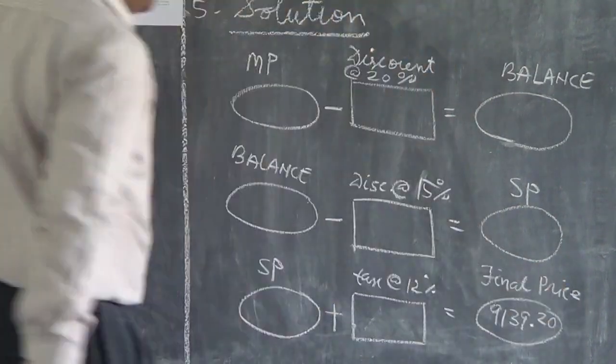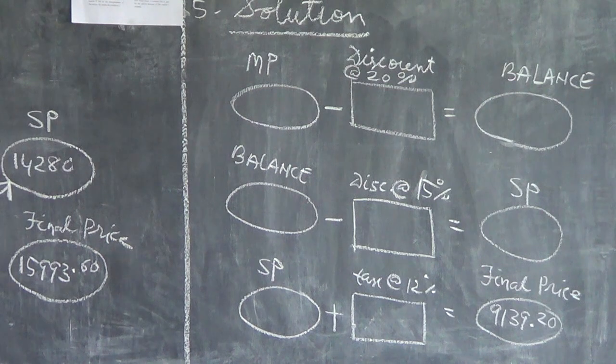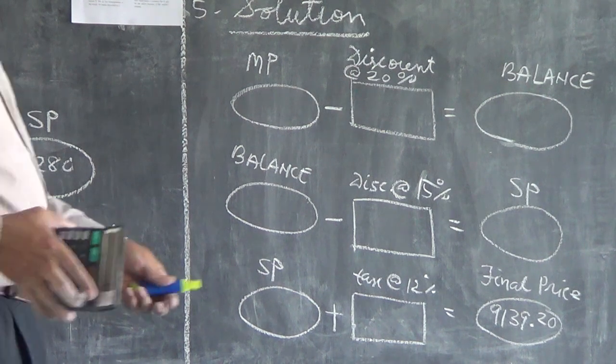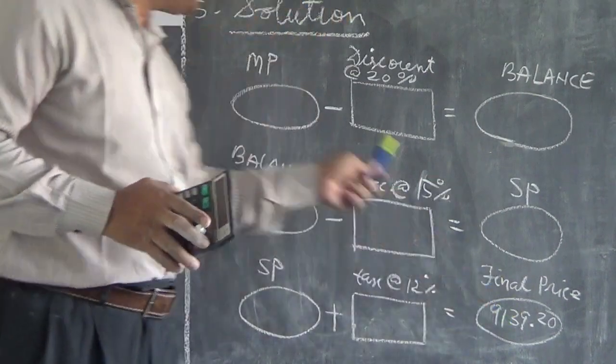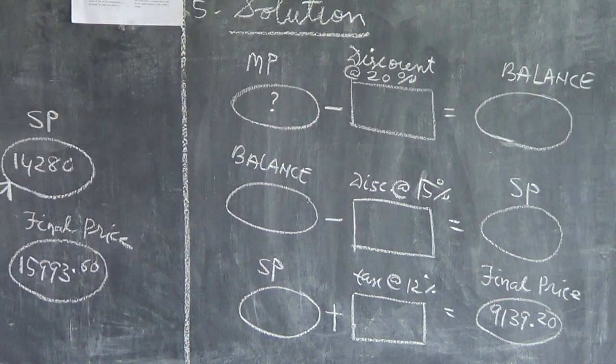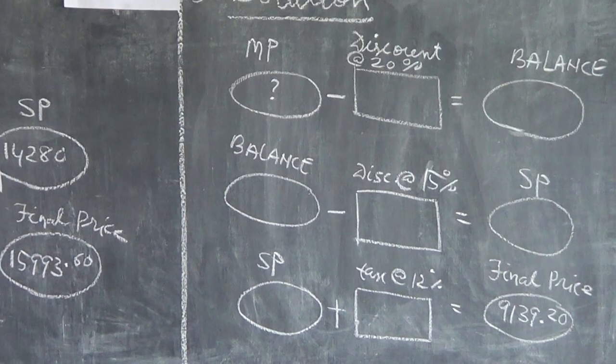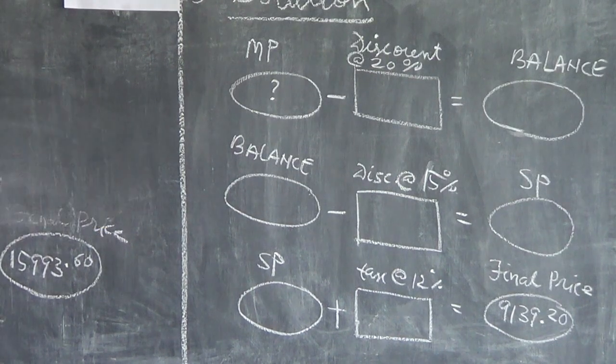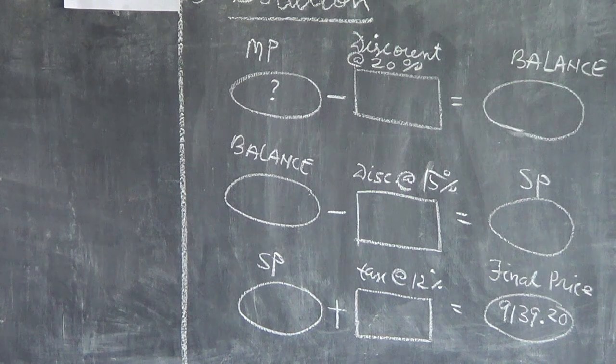9139.20. So we have to find here the mark price, the printed price. This information is given and it is asking us to find this information, children. So we have to work backward. These kinds of problems are called reverse problems. In a reverse problem, it is always good to draw the model, understand the problem, and then go on solving.